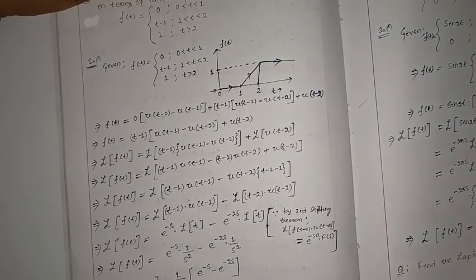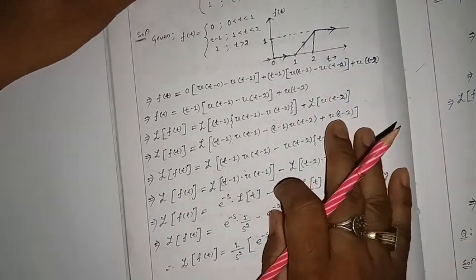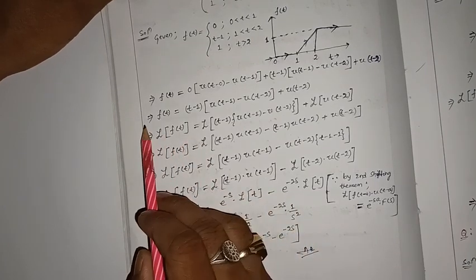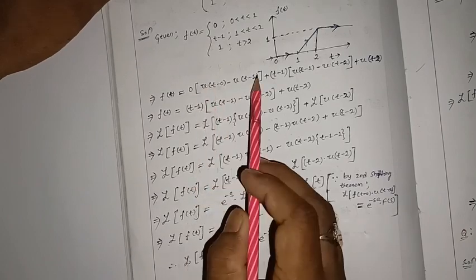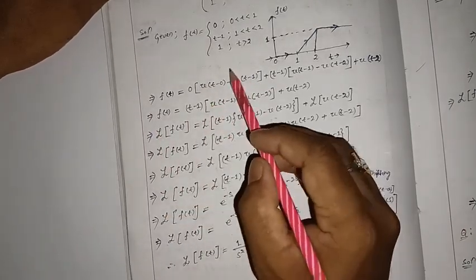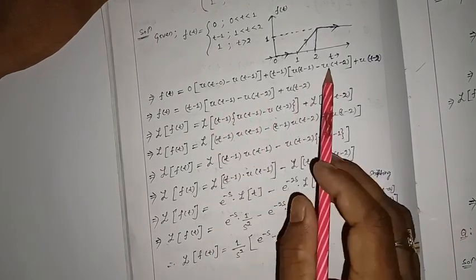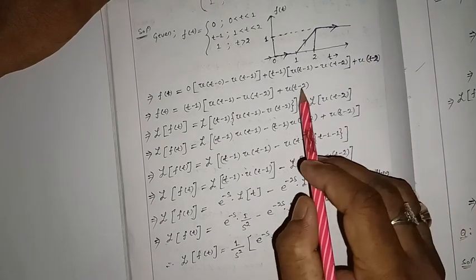Okay, now we just have to multiply each and every term, and then take the Laplace transform. So here f(t): 0 multiplied with this will be 0, so this term will cancel out. (t minus 1) times the bracket is the same, nothing changed, plus u(t minus 2).